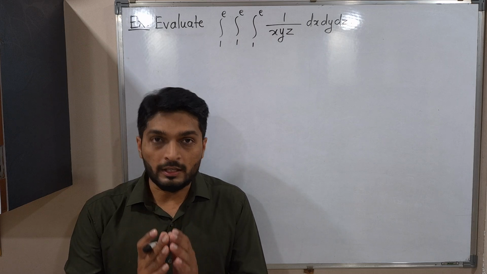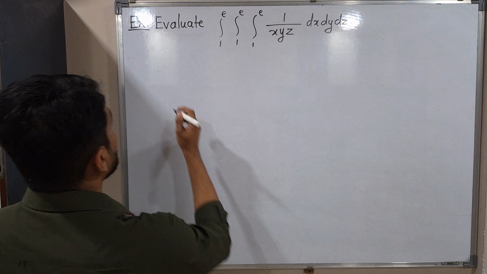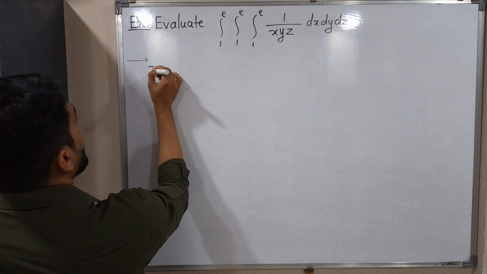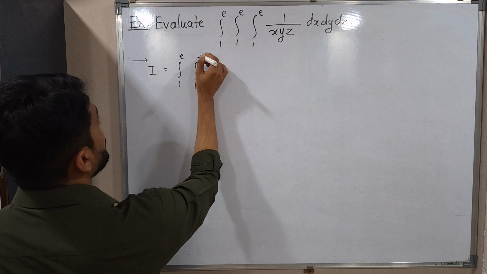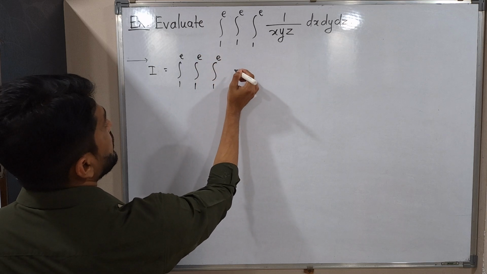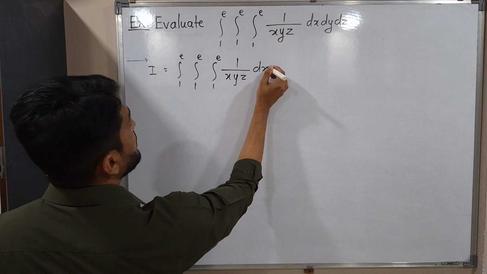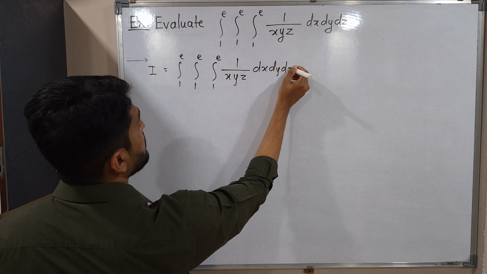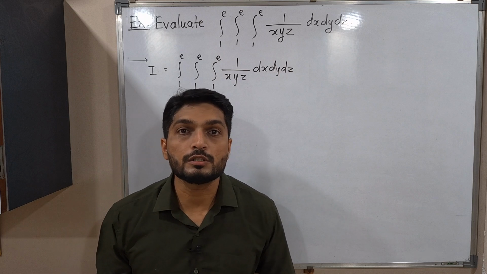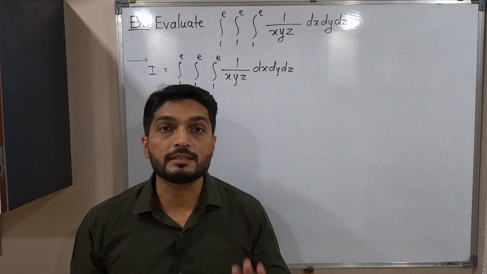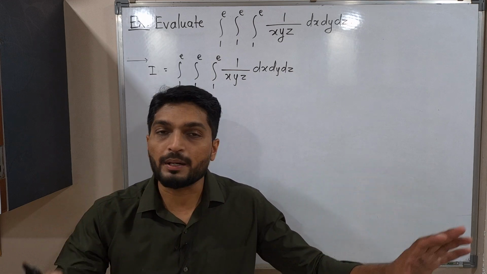Whatever the given integral, generally we call it I. So let us call I equal to the integral from 1 to e, 1 to e, 1 to e of 1 upon xyz dx dy dz. Fortunately, the limits of these integrations are 1 to e, that means these are constants. So when the limits are constants, you can easily make them separate and solve the problem.